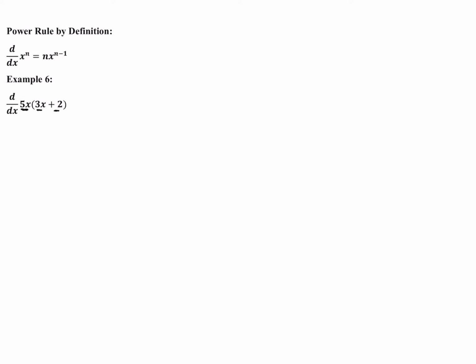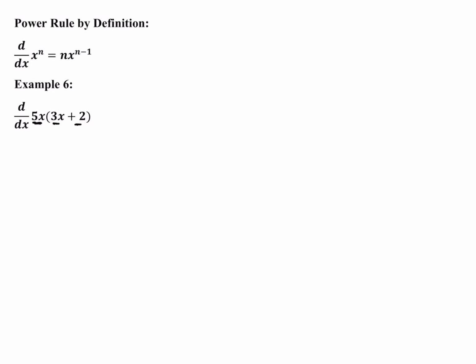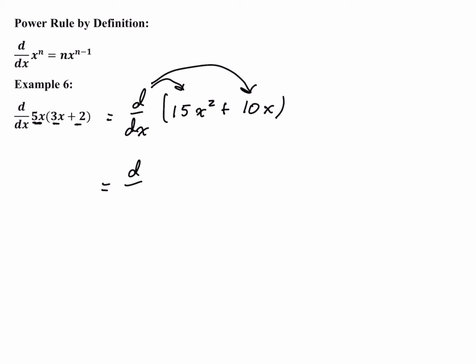Example 6. We're going to start by distributing this 5x out into this term. So 5x times 3x is going to give us 15x squared plus 10x. Okay? And then distribute the derivative out into our second terms. d over dx of 15x squared plus d over dx of 10x.